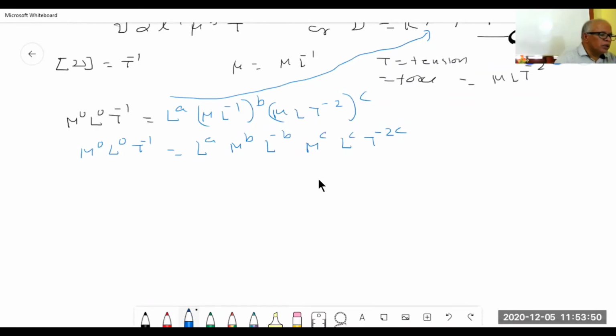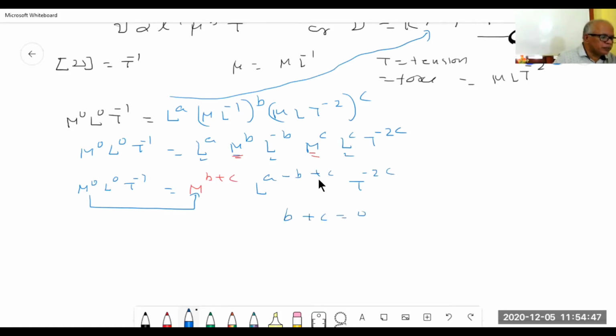Now what will we do? Collecting the terms, m raised to 0, L raised to 0, T raised to minus 1 is equal to m raised to b plus c, L raised to a minus b plus c, and T raised to minus 2c. The bases are the same, so we equate the powers. Therefore b plus c is equal to 0.